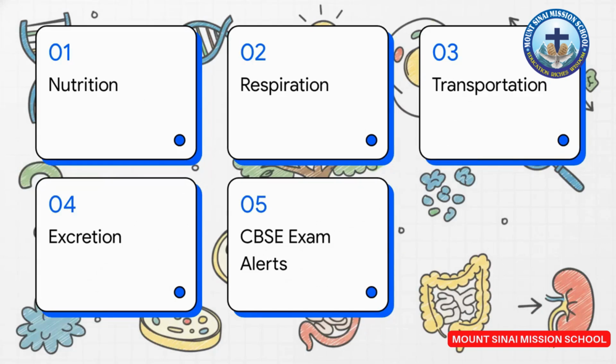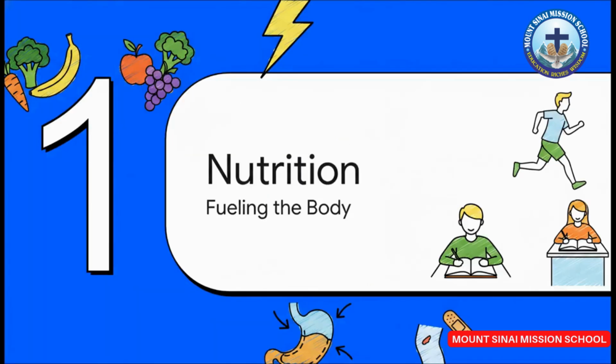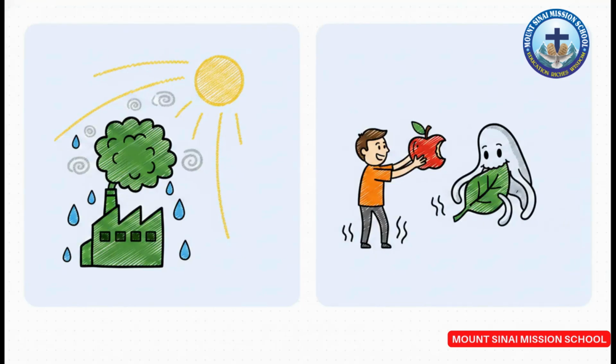1. Nutrition, 2. Respiration, 3. Transportation, and 4. Excretion. And then finally, we'll wrap the whole thing up with number 5, our CBSE exam alerts. Let's start with pillar number 1, nutrition, fueling the body. Simply put, nutrition is just the process of obtaining food and actually utilizing it. You need energy to study, to play, to grow, and even to repair that scrape on your knee.